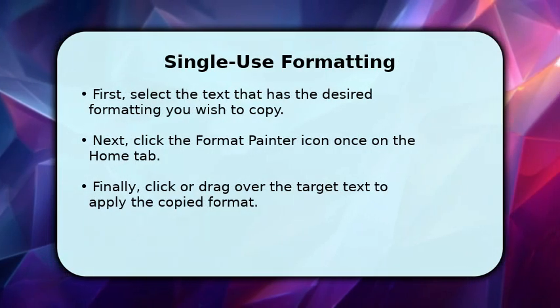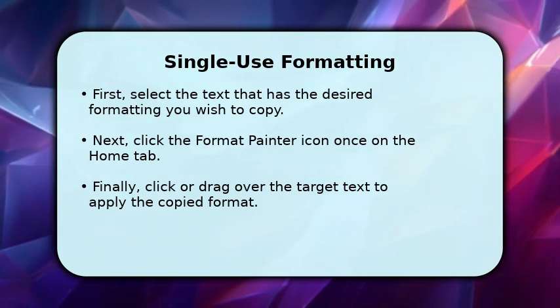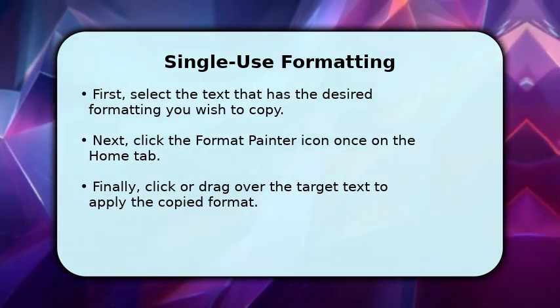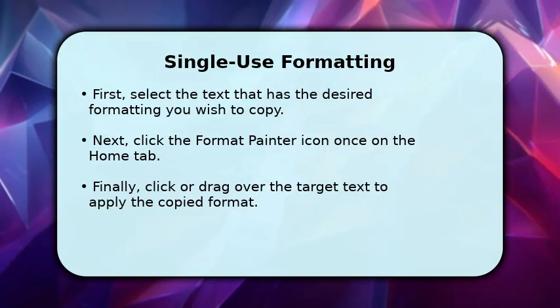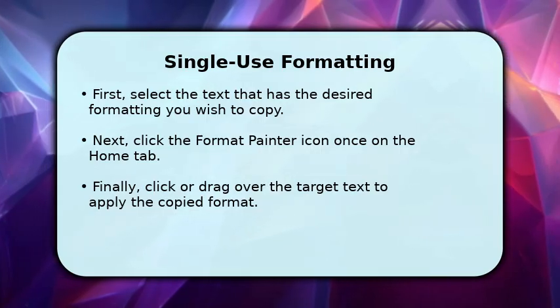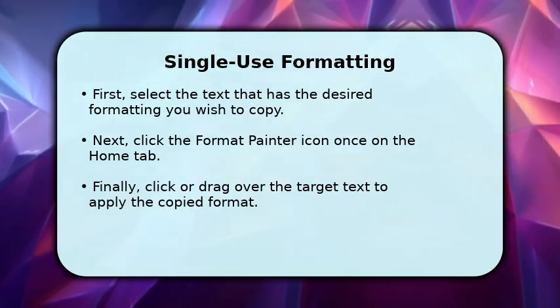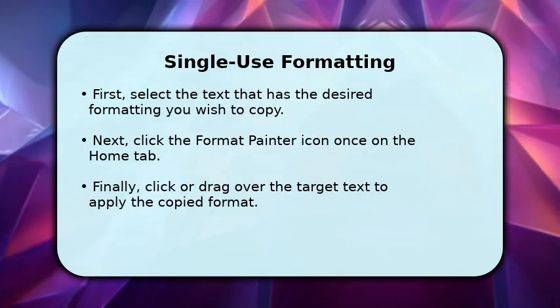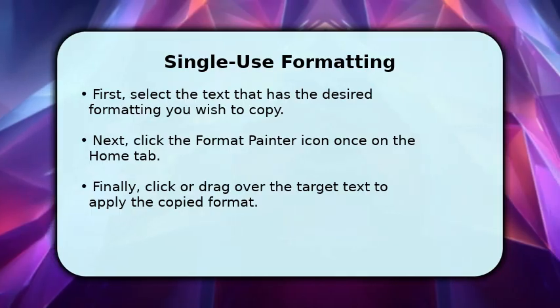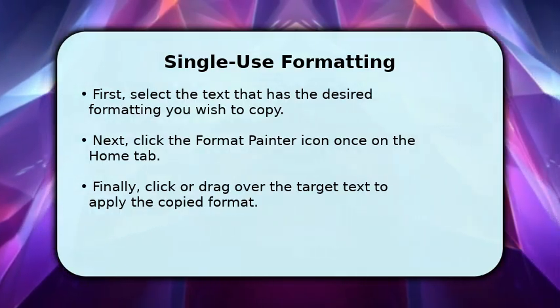For a single application, begin by highlighting the text that already possesses the formatting you want to replicate. Then, navigate to the Home tab in Outlook and click the Format Painter icon just one time. Your cursor will change, indicating the tool is active. Simply click or drag your mouse over the text you wish to format, and the copied style will be instantly applied. Then the tool deactivates automatically.